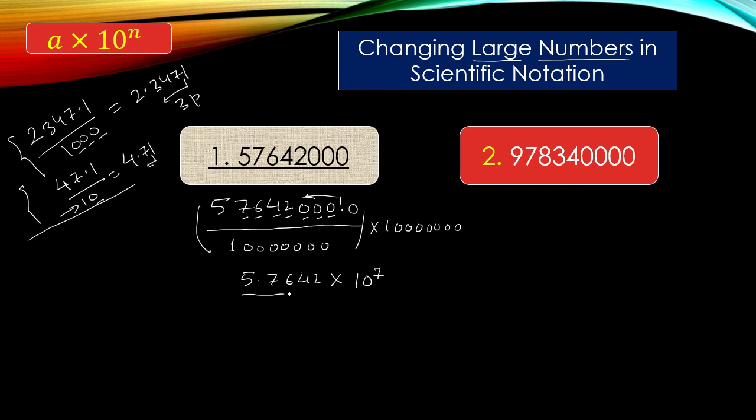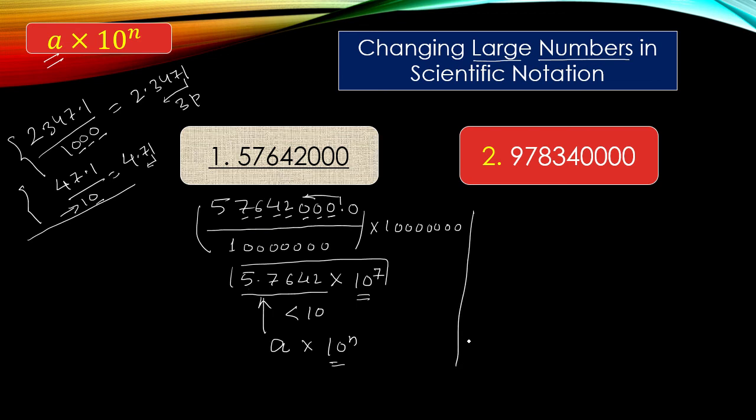Now here we are finding 5.7642 is less than 10, and we are interested to see a should be less than 10 and greater than or equal to 1. So here 5.7642 is less than 10 and it is greater than 1. So it is like a, and now the rest part is like 10 raised to n. So this is the scientific notation of the first example.